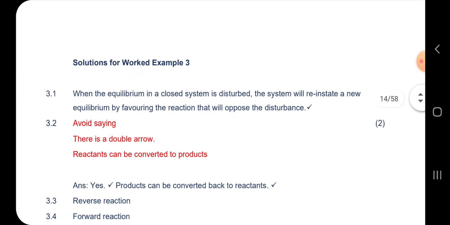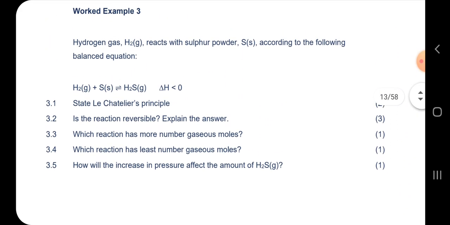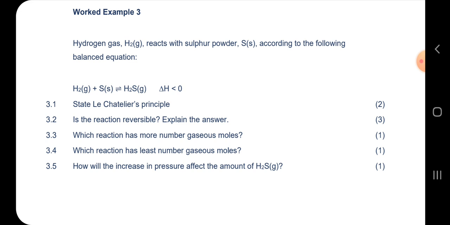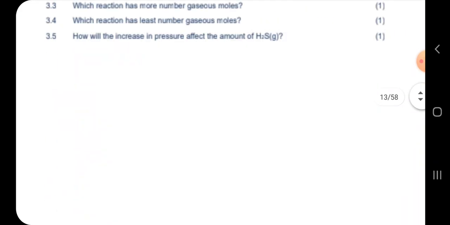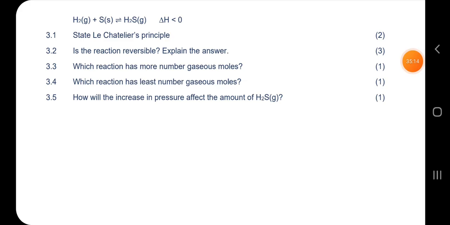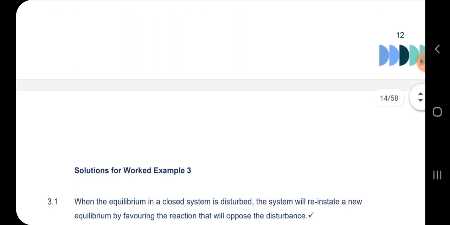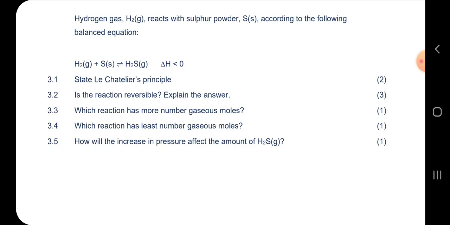And then when we go to the answer, it is the reverse reaction. And then let's look at which reaction has less number of gas moles, and that is the forward reaction. So 3.5 says, how will the increase in pressure affect the amount of... If you are confused how we answer 3.3 and 3.5, we only look at the gaseous moles. They said which reaction has more number of gaseous moles, and then we said the reverse reaction. As you can see, the product side has 2, so it's more. There's 2, so that's why.